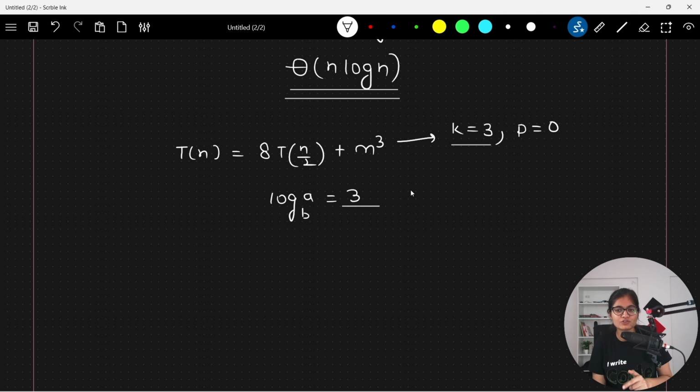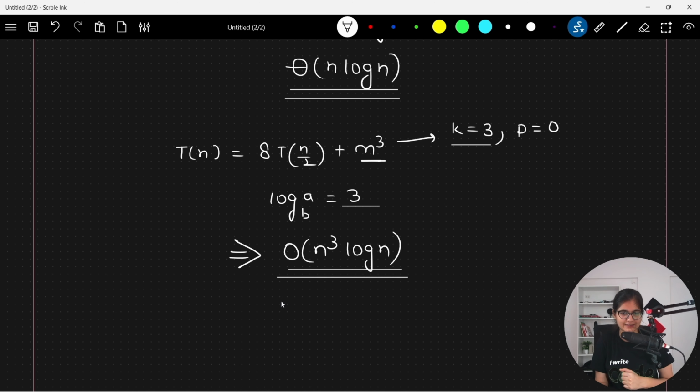Again, these two values are equal. And because these two values are equal, we can directly write, without any reference to the above equation, whatsoever be the value of f of n, which is n cube, into log of n. That's what I want to state here.